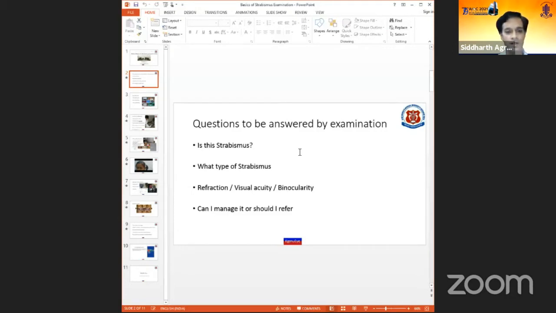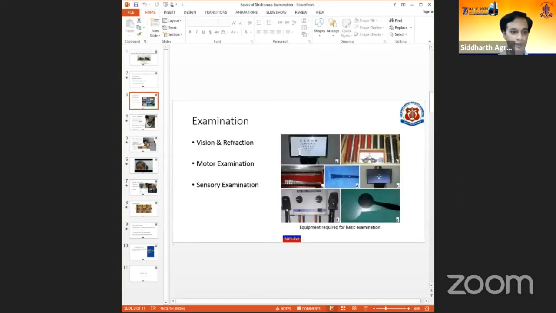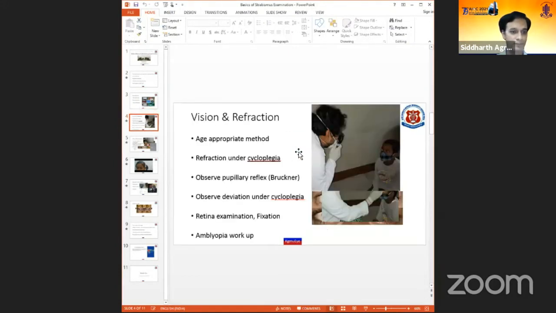I would not be covering specific questions related to surgical planning in this presentation. The examination of the patient can be broadly divided into three groups. One would be the assessment of vision and refraction. Second would be the motor examination and the sensory examination. And as can be seen, not many equipments are required for the basic examination in strabismus.